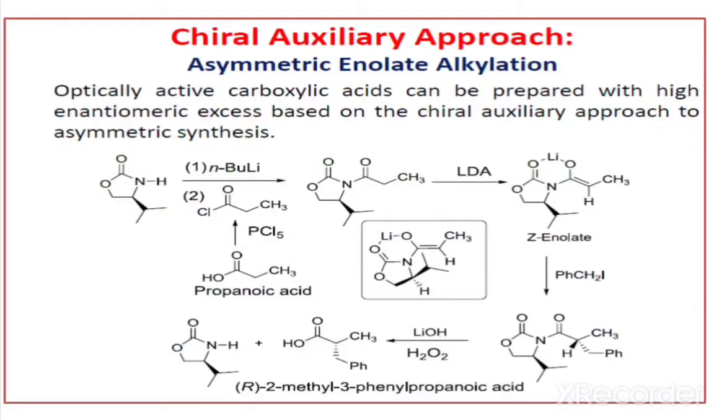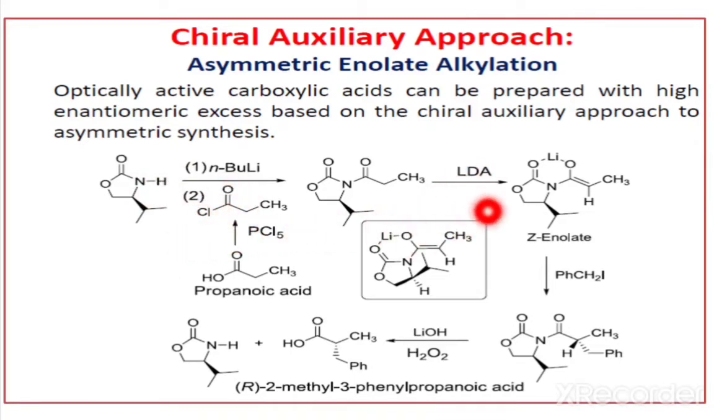The chiral auxiliary approach for asymmetric enolate alkylation. This is the first reaction. Here, the optically active carboxylic acid can be prepared with high enantiomeric excess based on the chiral auxiliary approach to asymmetric synthesis. Here, this is a simple reaction. N-butyl lithium will abstract this more acidic proton. Now it becomes N minus, it will attack the carbonyl here, with departure of the chlorine.